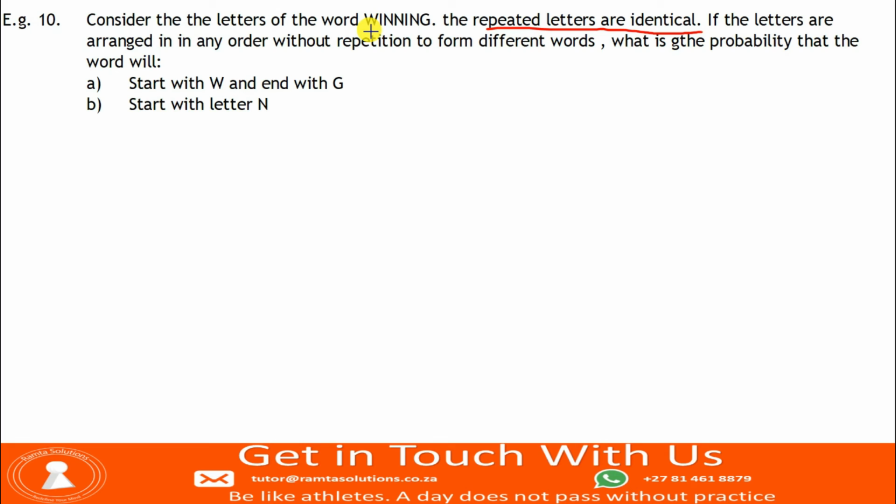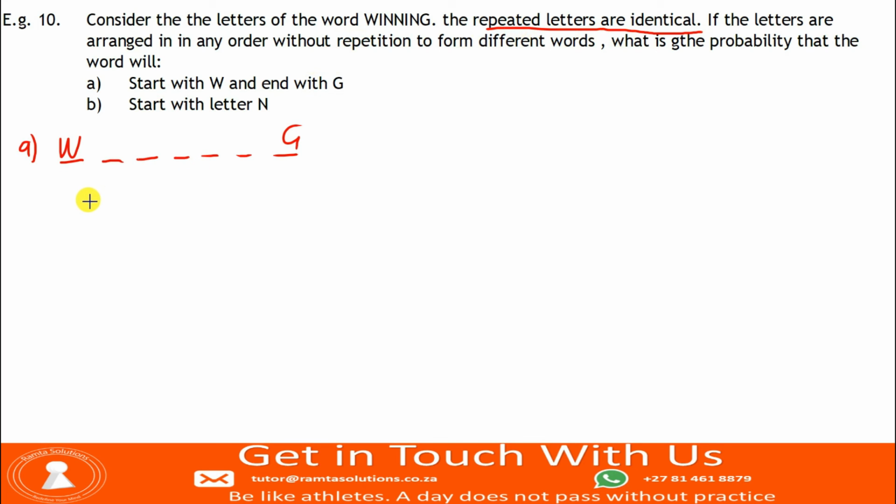So we're looking at winning. Now our answer, number A. Winning has how many letters? 7: 1, 2, 3, 4, 5, 6, 7. And then it ends with a G. What they are basically saying to us is that generally to arrange the letters, you have 7 factorial ways, because they're saying without repetition.